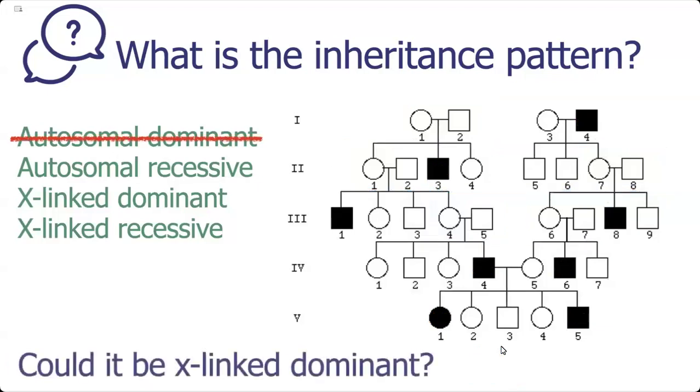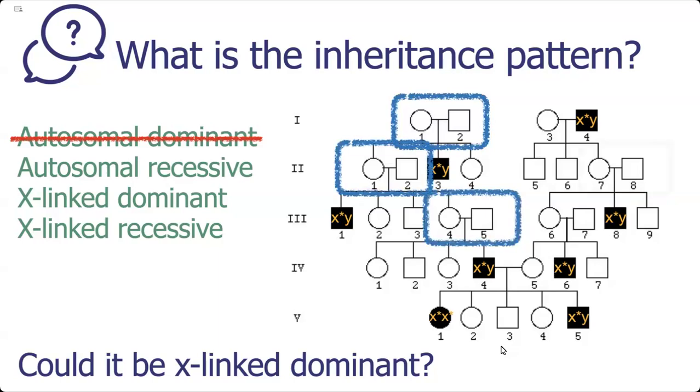So now let's take a look if it could be X-linked dominant. So we could label the genotypes, but again, we're going to run into the same issue where all of these parents who have offspring that show the trait, none of them show the trait. And so this is unlikely to be X-linked dominant.